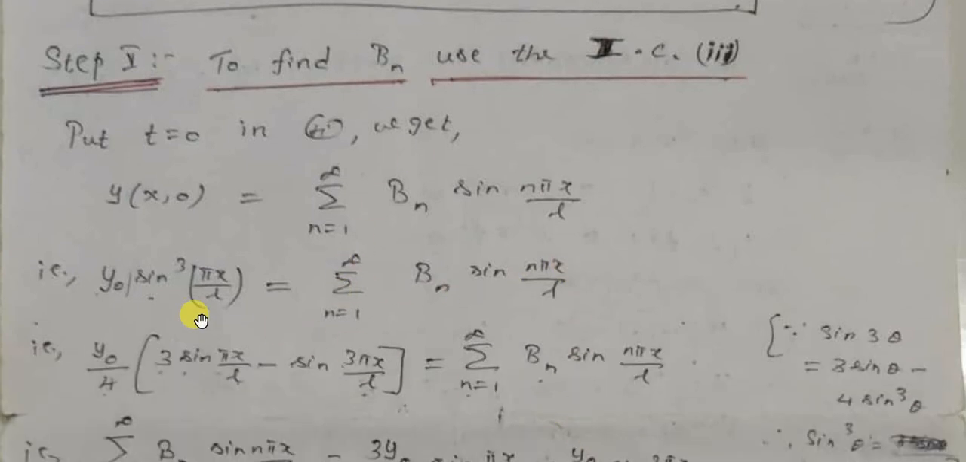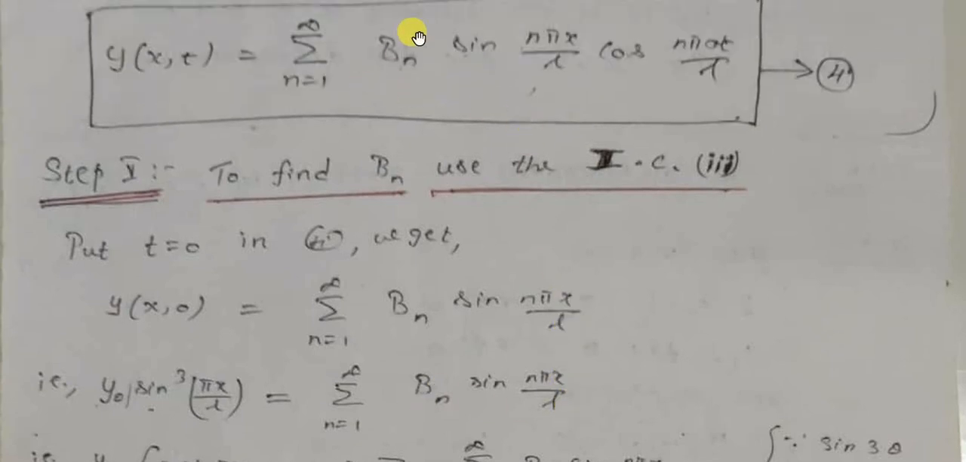So now I got one function of x on the left hand side, and the right hand side is summation bn sin n pi x by L. So the right hand side is nothing but a Fourier half range sine series. If it is a Fourier half range sine series, I know the formula to find bn, taking the left hand side function as f of x. Using that I can find the value of bn, and that bn I can substitute in equation number 4. That is the usual way of finding bn.